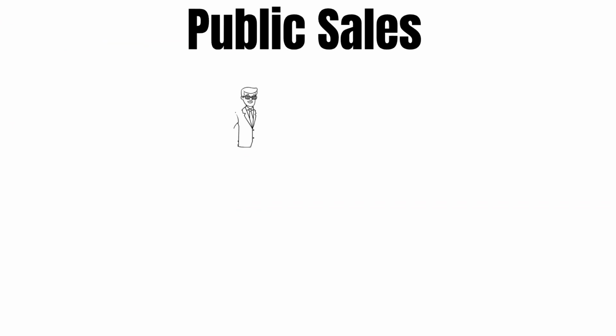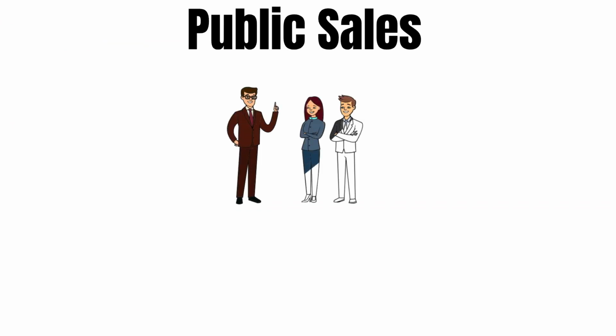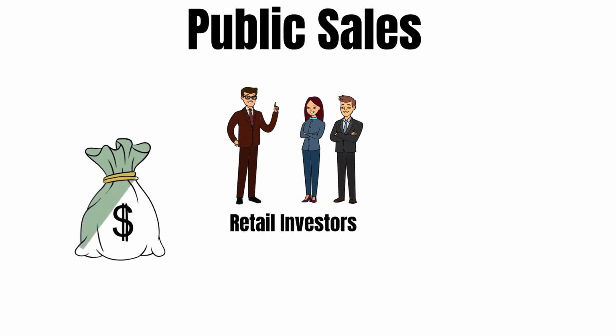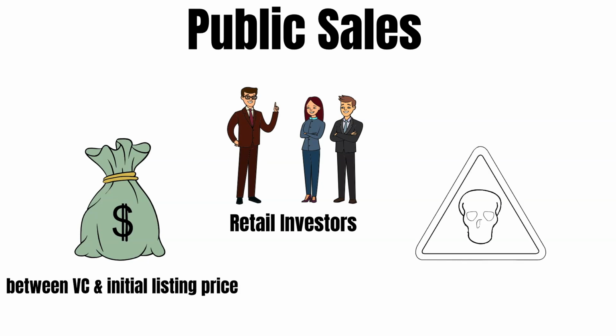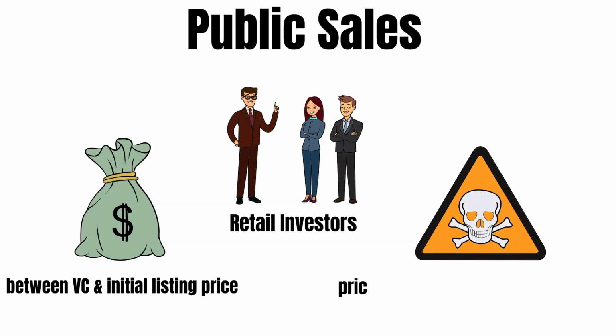Public sales are the first opportunity for retail investors to come in. The token price in public sales tends to be higher than for VCs, but still lower than the initial listing price on exchanges. Thus, make sure to compare the public sale price to the current price and look at the vesting schedule. With that in mind, you can assess if there's any danger of large token dumps in the future.